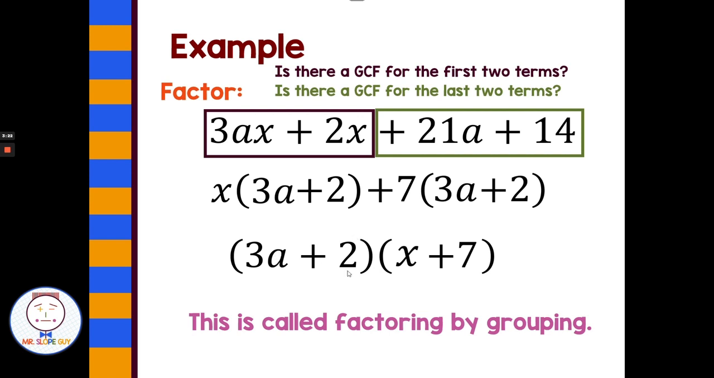And if you notice, if we FOILed this out, we would get back the original 4 terms, not necessarily in the same order, but I still get those 4 expressions back, so I know that this factored form worked great.